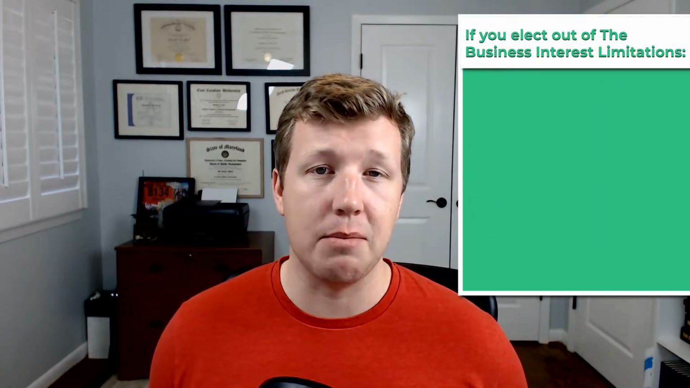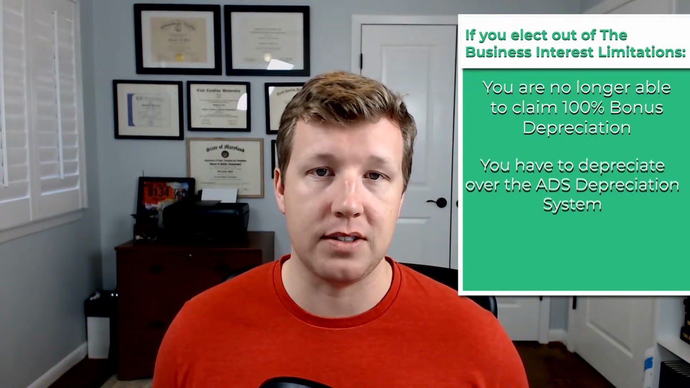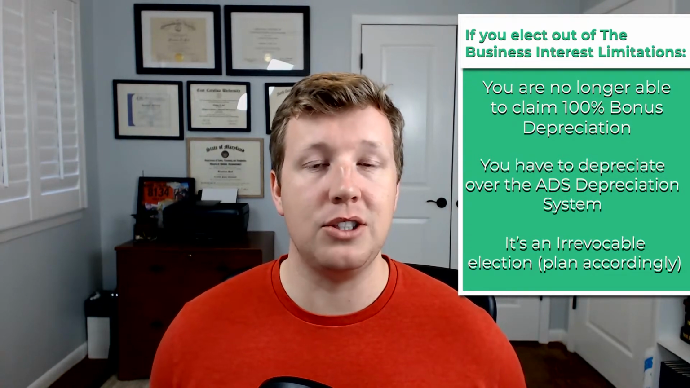The second tip, and this is the good news, real property trades or businesses can elect out of the business interest limitations. But the bad news is that once you do elect out of the business interest limitations, you're no longer able to claim 100% bonus depreciation. You do have to depreciate over the generally less advantageous ADS depreciation system. And it's an irrevocable election, meaning that you really need to plan appropriately before making it.